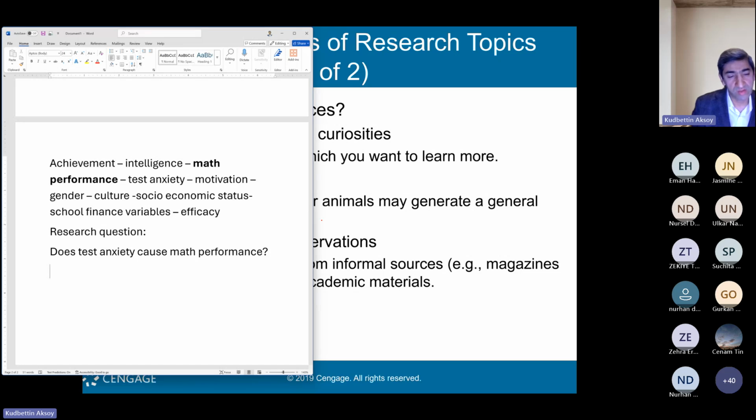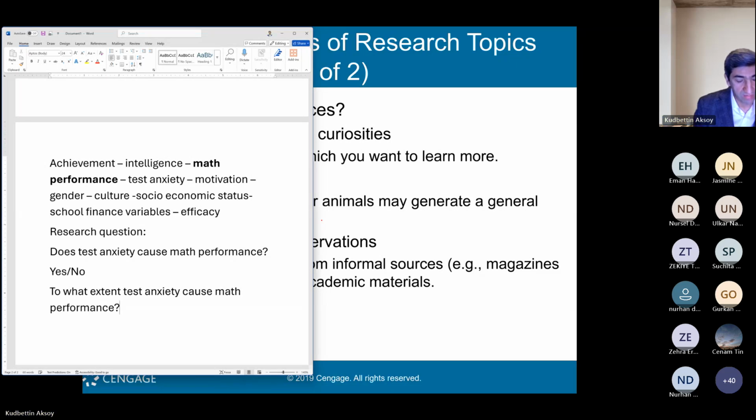Now I can answer this question with yes or no. The answer is yes. That's not a good way of writing this. A better way is to ask, to what extent? To what extent does test anxiety cause math performance? That's better. Why? Because now I can talk on a spectrum. The answer to this is to some degree. And my job is to find out.